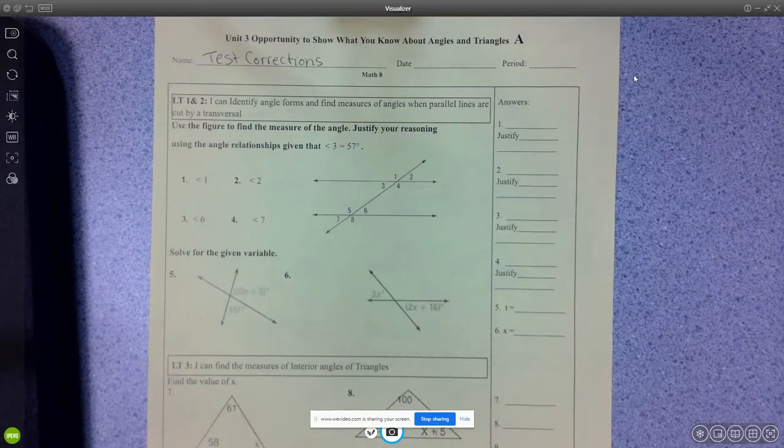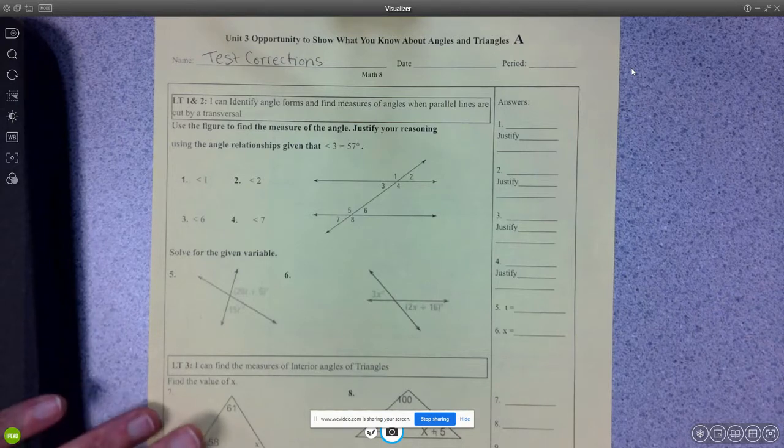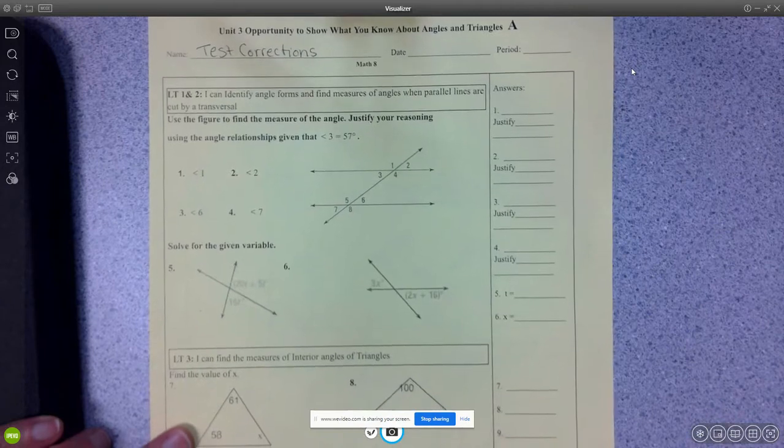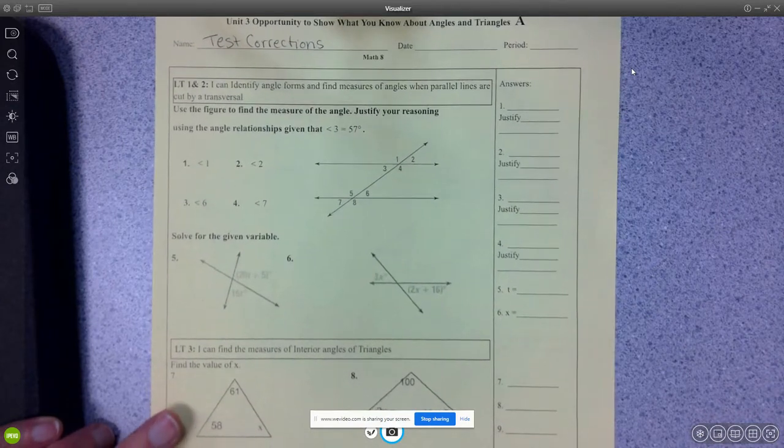So, learning target 1 and 2. I also want you to write down what you're doing. So, write down, I can identify angle forms and find measures of angles when parallel lines are cut by a transversal. Remember, on these test corrections, fast forward if you don't need this learning target, and just move to the learning target you need. All right, here we go, going through all of them.